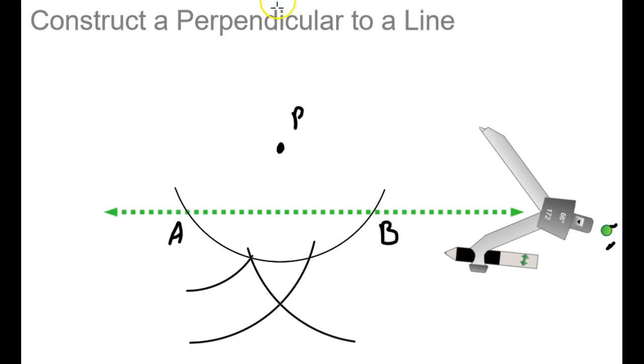So now we need to construct a line that goes through point P and that intersection we had from those two arcs, and now that would be a perpendicular line to the green line. So this would be a right angle that is formed. So that's how to construct a perpendicular to a line with a compass.